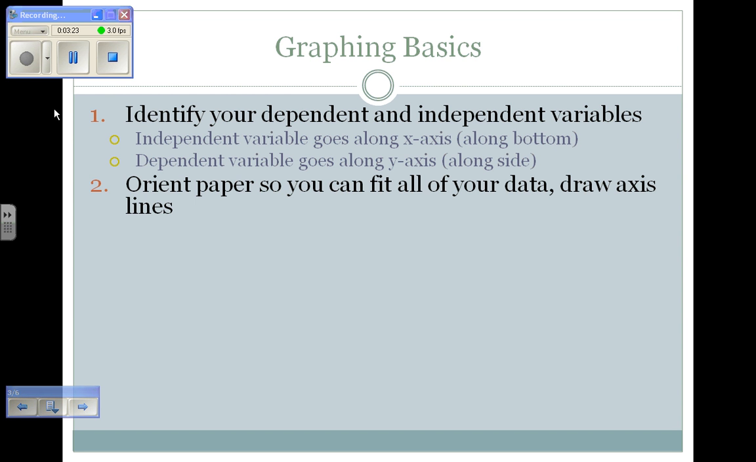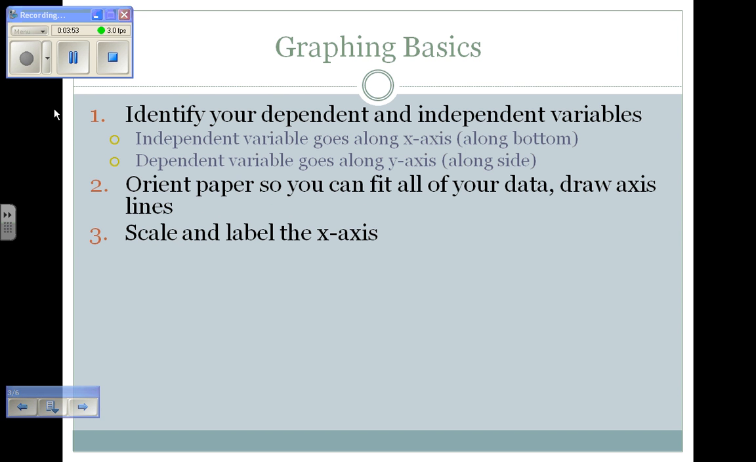We want to orient our paper so we can fit all of our data and draw axis lines. So sometimes this will be landscape, which is sort of the wide way. Sometimes it will be portrait, which is the tall way. And we want to use as much of that paper as possible. Certainly at least half of a sheet, and often all of the sheet, because when we draw it out and do some calculations on it, we'll get the most precise results from a larger graph. So the more of the paper we can use, the better.